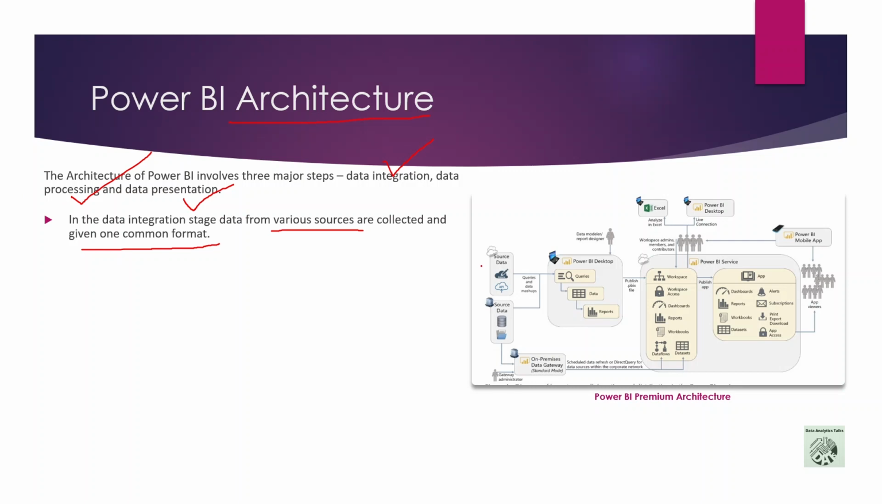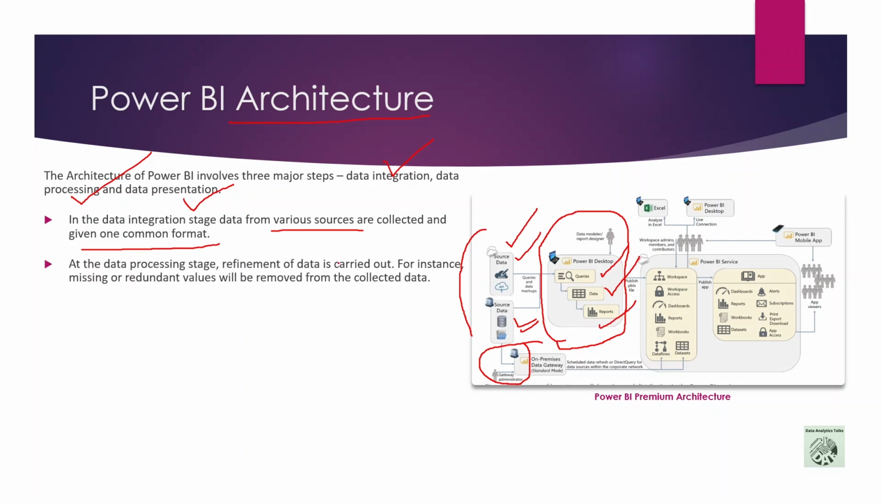Look at this architecture. We have data from various sources. It has both cloud and on-prem, and for on-prem we are using a gateway. And the tool that we are going to develop the reports with is Power BI Desktop. So we are connecting to various sources, we are getting the data set, then we are building our reports. Then what is the next step? We have the data processing.